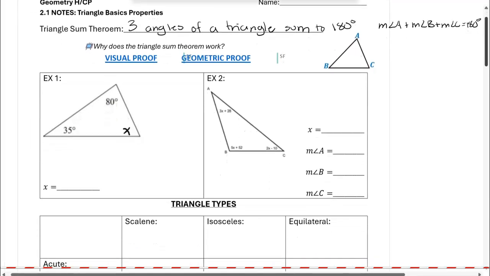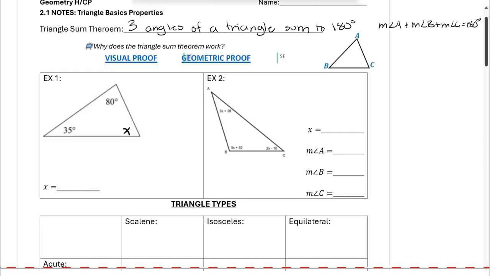Cool. So take a look at the visual proof and geometric proof. In the OneNote, those are clickable links. Take a look at those two because it really shows you why the triangle sum theorem works. Those are really important to the foundational understanding of why this is working.